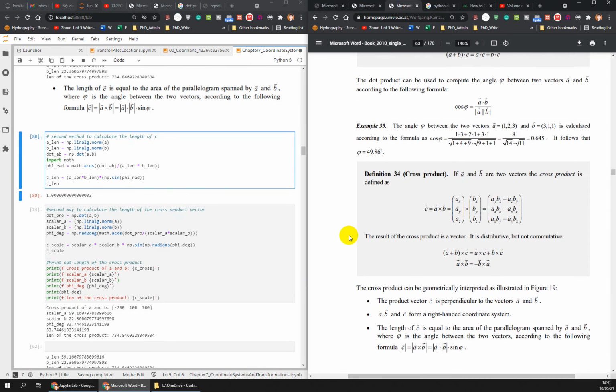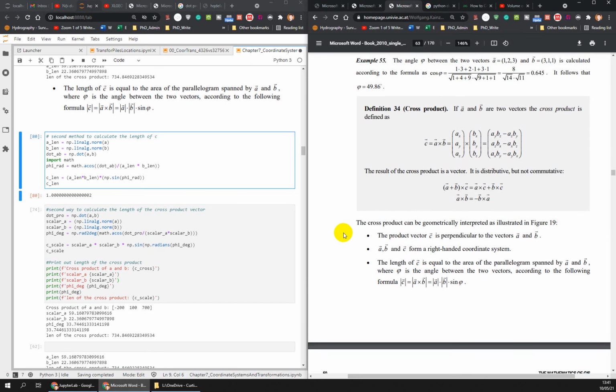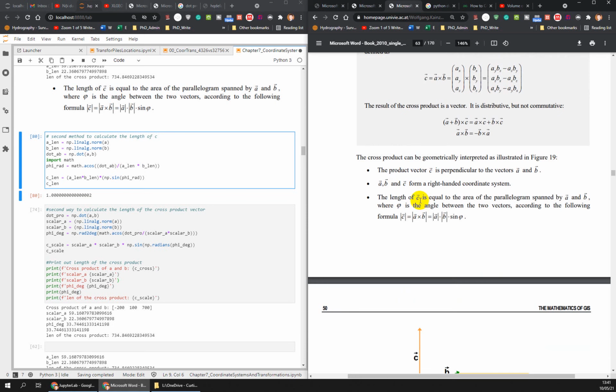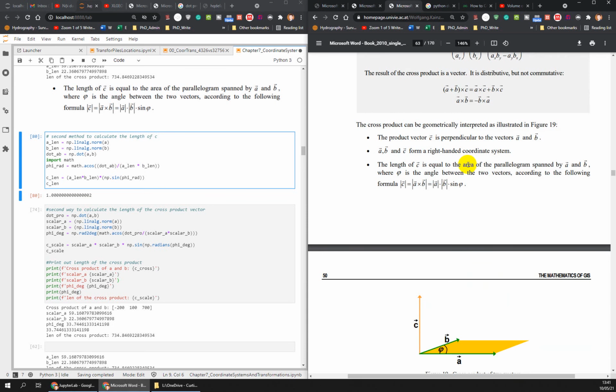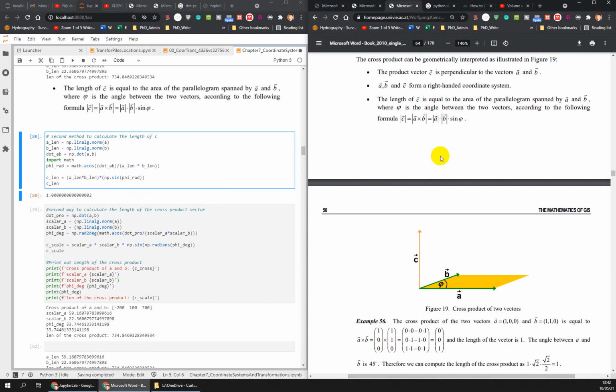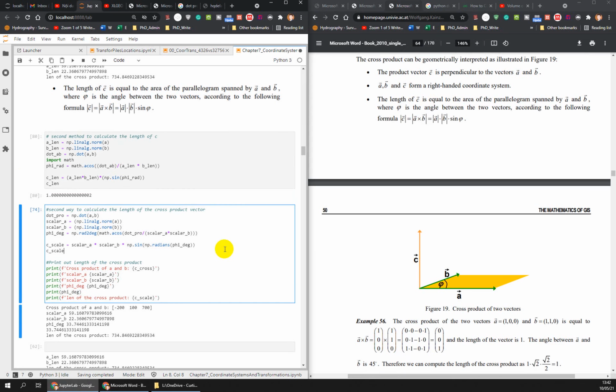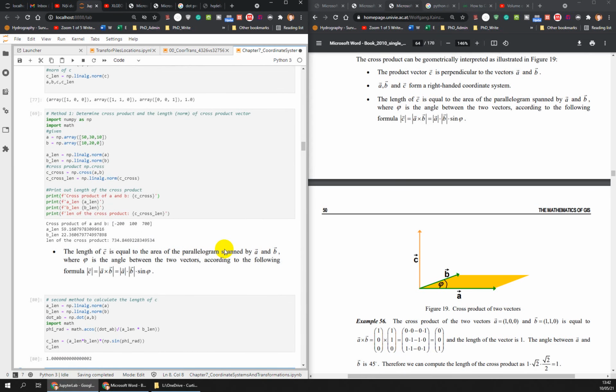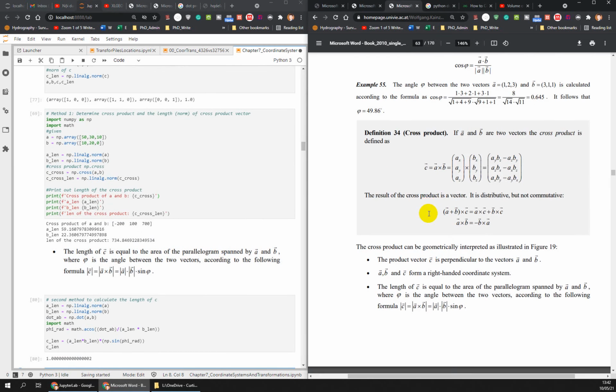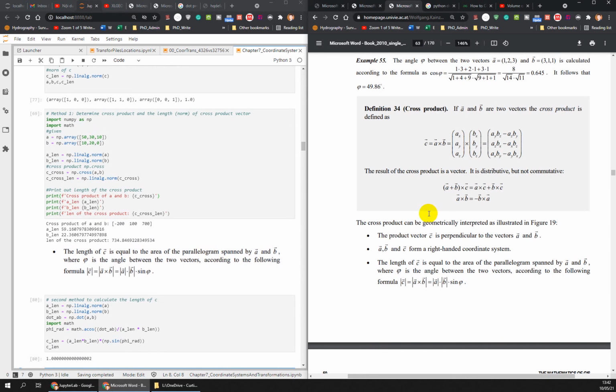But what is actually the length of a cross product vector? The length of C, the cross product of vectors A and B, is actually the area of the parallelogram spanned by A and B. That's why we have two different ways to calculate the length of C. And that's it for this section: what is cross product and how to calculate the length of the cross product vector.